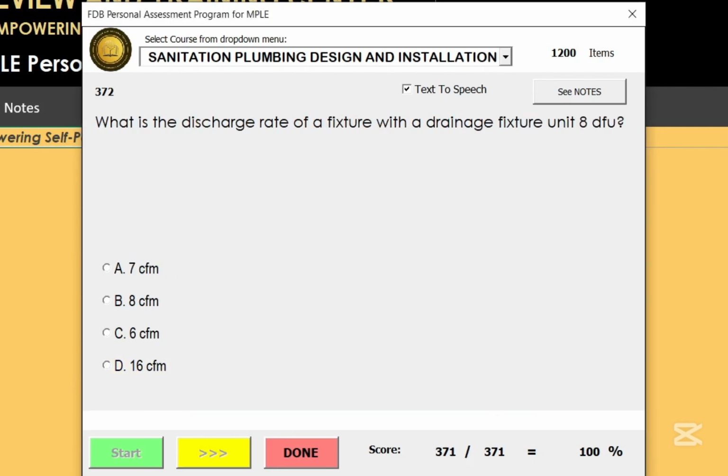What is the discharge rate of a fixture with a drainage fixture unit of 8 FU? A. 7 CFM. B. 8 CFM. C. 6 CFM. D. 16 CFM. Please pick your choice.